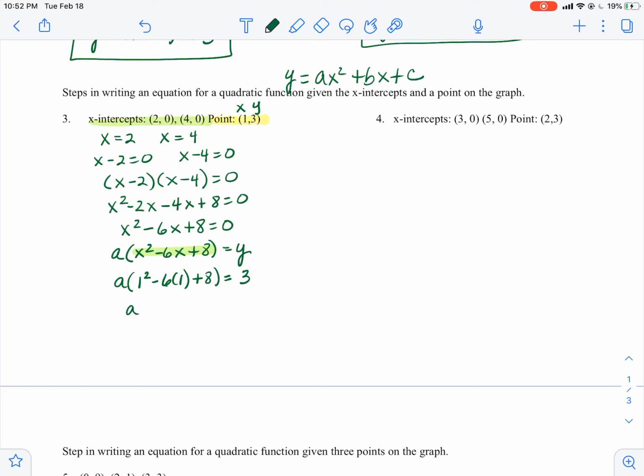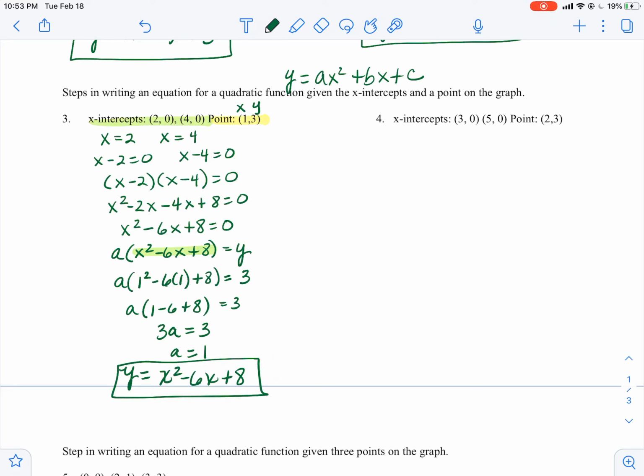I'm just going to do some simplifying here. So that would be 1 minus 6 plus 8, which in this case would be 3, right? So I have 3a equals 3. So a is 1, which simply means that I did not take out a common factor, and therefore my equation would be y equals x squared minus 6x plus 8. But you do have to check to see if you took out that common factor.